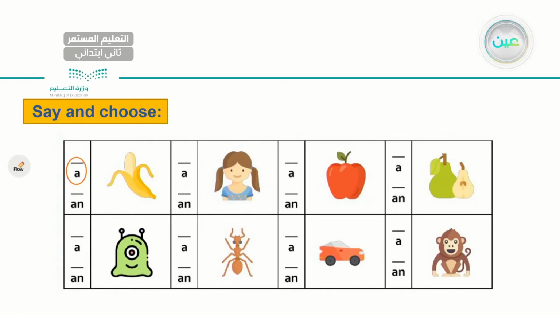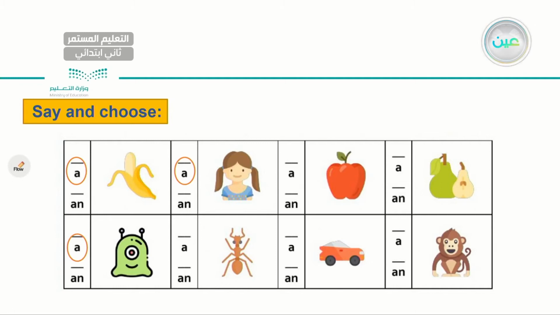Singular, just one banana. Next one I have a monster. Starts with M, a consonant. A monster, very good. Next picture I have girl. One girl. So what do I use? A or an? What do you think? A girl, very good. I have a girl. Very good.